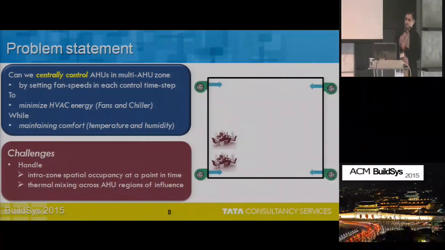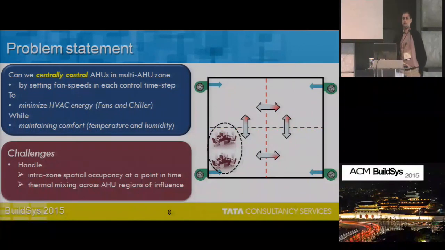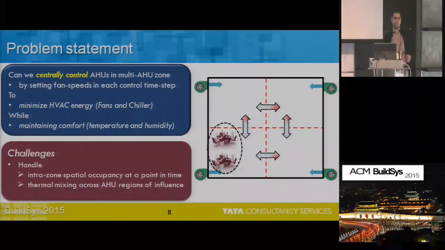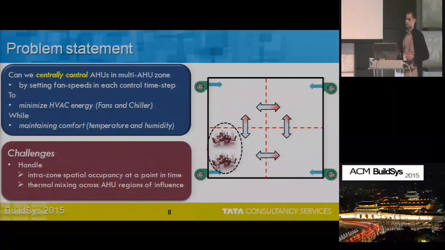So given such a configuration, we wanted to see if we can centrally control the AHUs by setting a fan speed, which will be a result of a minimum energy, and at the same time it will try to maintain sufficient comfort in the spaces wherever occupancy is there. The main challenges here are how do we even model and handle the intra-zone spatial variations in your occupancy, and you should also account for the intra-zone mixing which happens across different AHU regions of influences as shown in the picture.